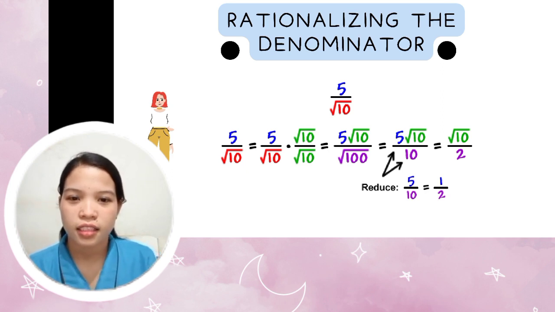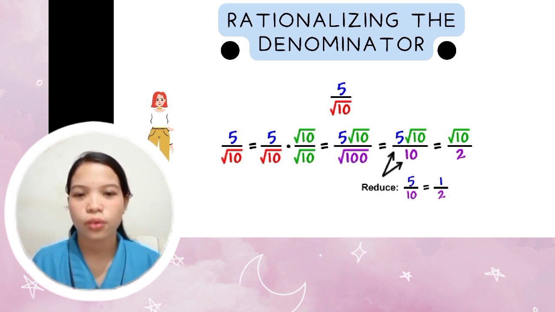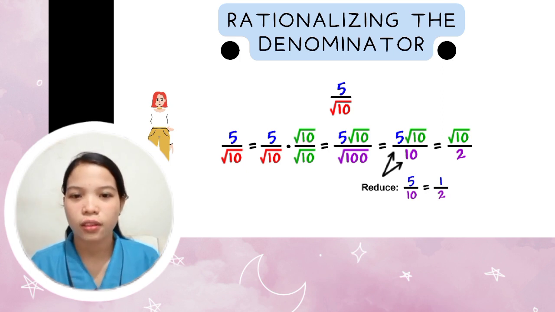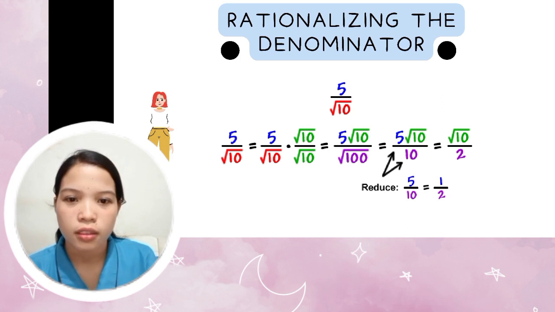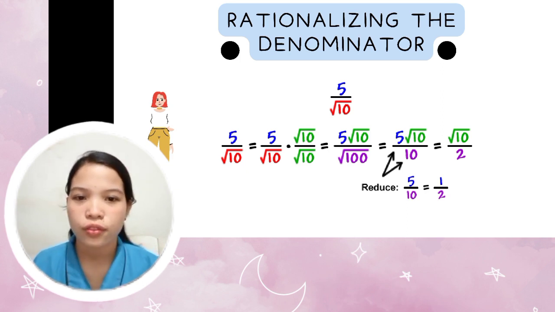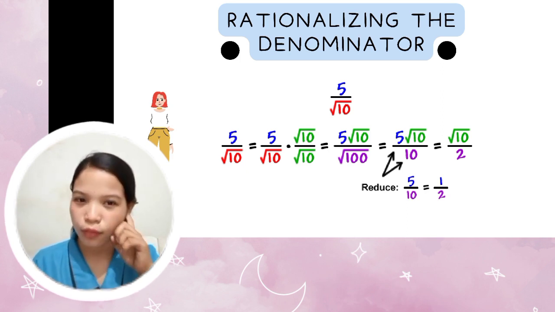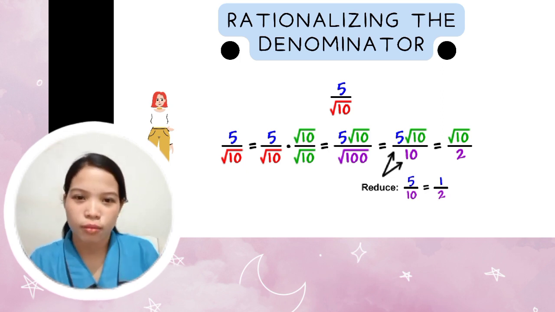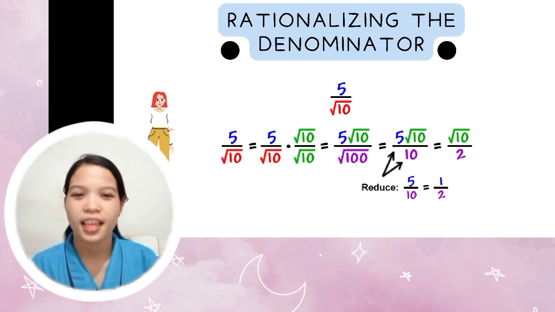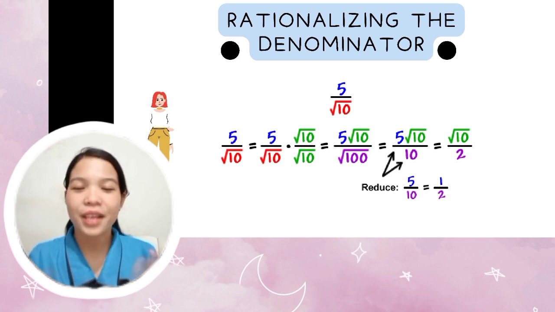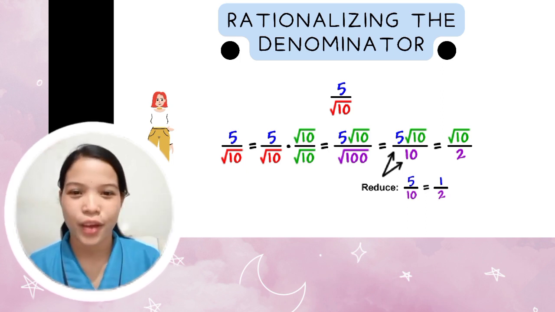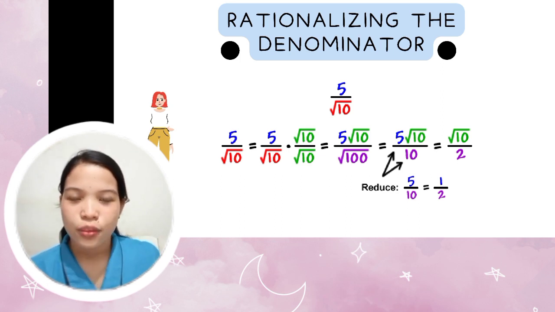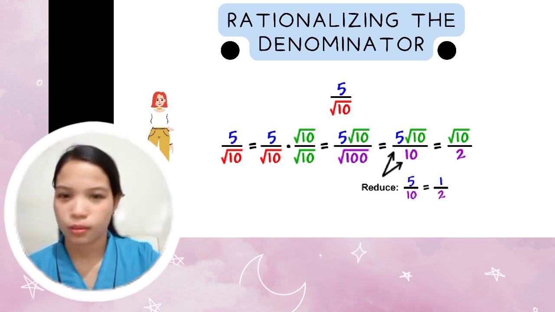The next step is to reduce it into lowest terms, since 5 and 10 can be reduced. So, it will be 5 square root of 10 over 10. It will become square root of 10 over 2, because 5 divided by 5 is 1 and 10 divided by 5 is 2. That's why our final answer is square root of 10 over 2.